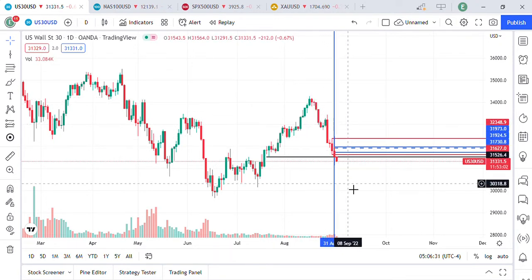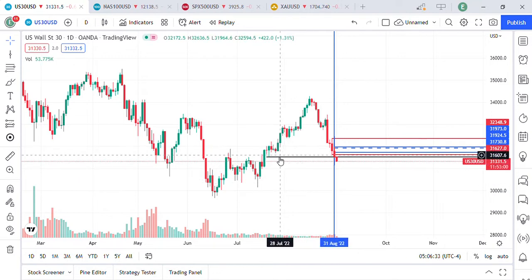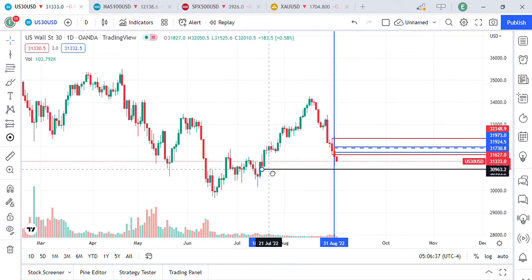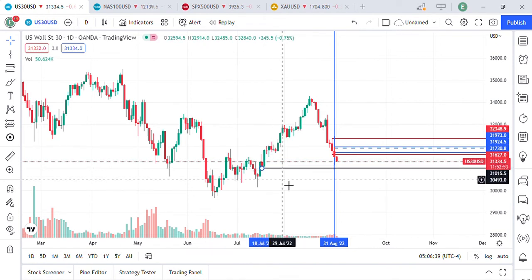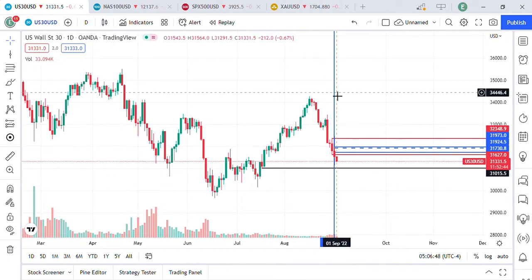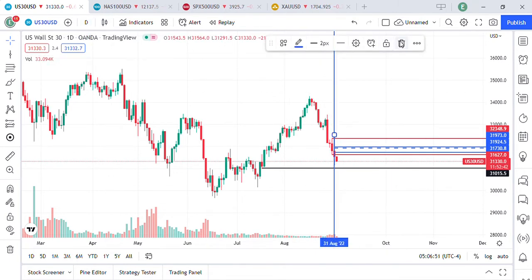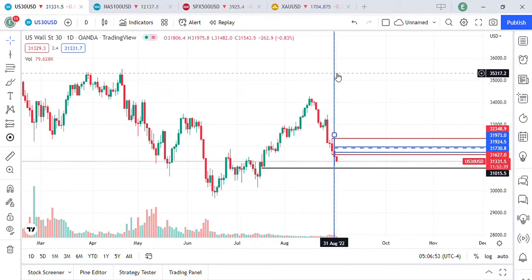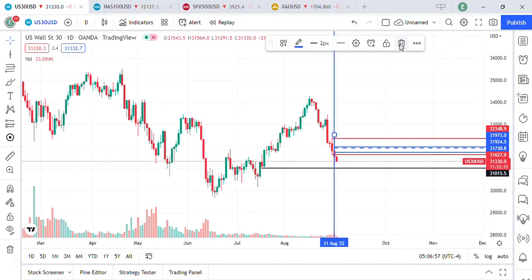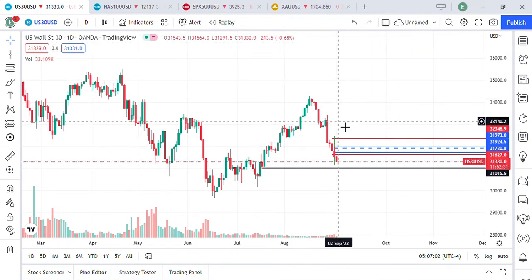So my bias is that this is the next target. This should be the next target for the US30. This level right here. Okay, so now let's go down to, let me remove this, guys. Just removing all this. Okay, that's cool.